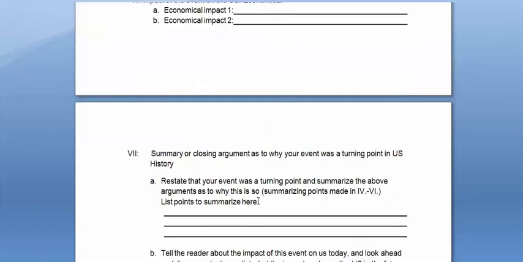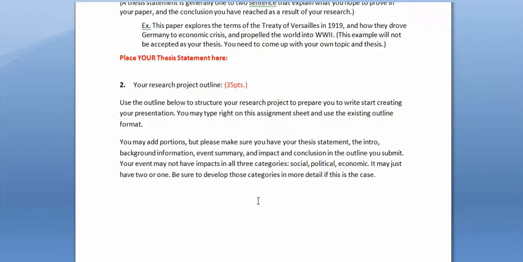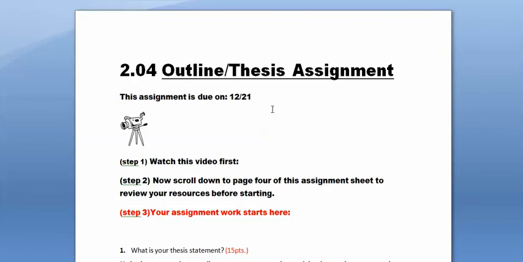That is an effective conclusion, and your outline is worth 35 points. So creating your thesis and filling in this outline will get you 50 points and is the third part of your total research project that you have for U.S. history. This is the 3rd assignment out of 4.